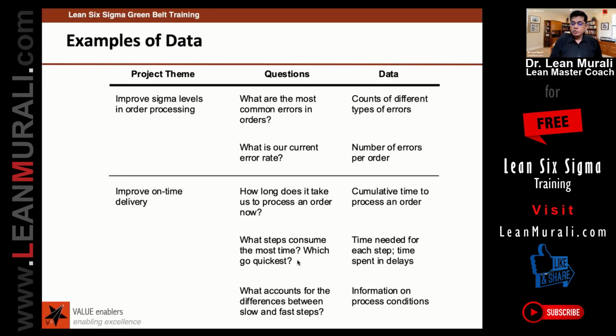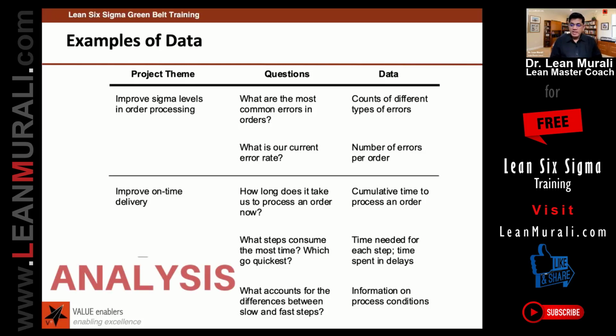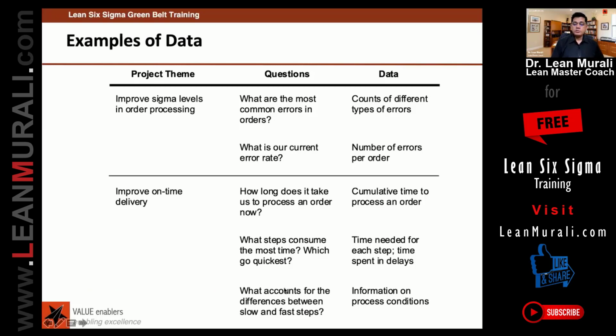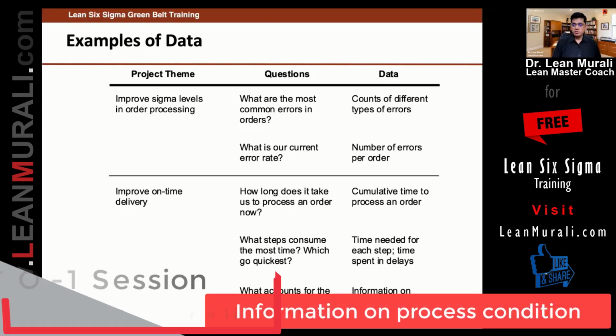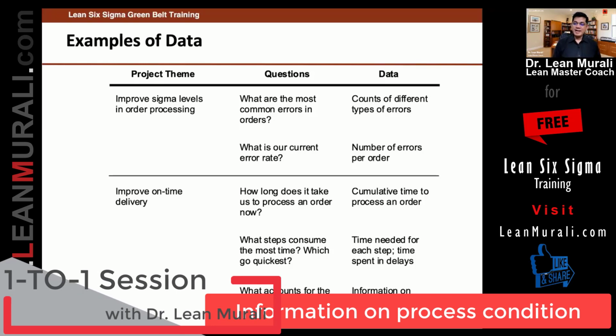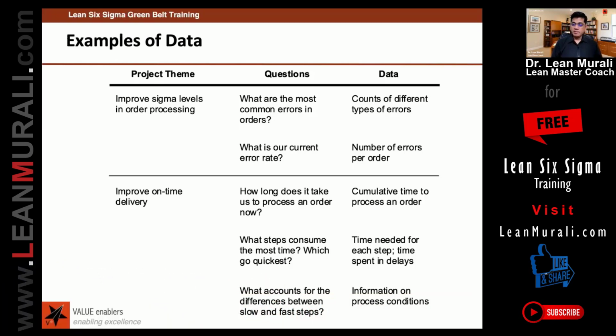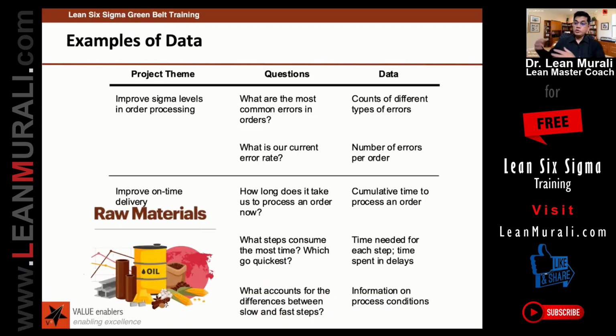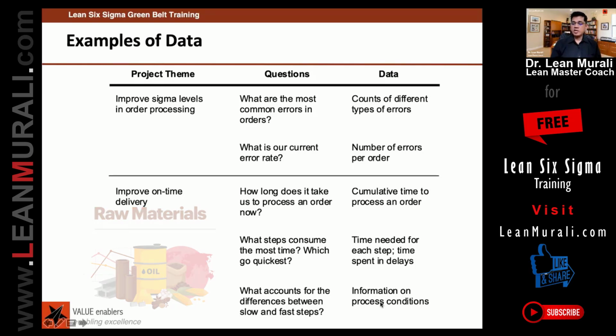Second, what steps consume most time and which go quickest? The time needed in each step, time spent. That's why we say activity analysis, right? Cycle time analysis and things like that. Different types of analysis. Then what accounts for the differences between the slow and the fast steps? So the information on process conditions, because we are going into the depth of the other data that we are collecting, for example, whether some raw material is kept near to you, or is he going too far to fetch something? Is he looking out for instructions to do that? So those are the process conditions information.